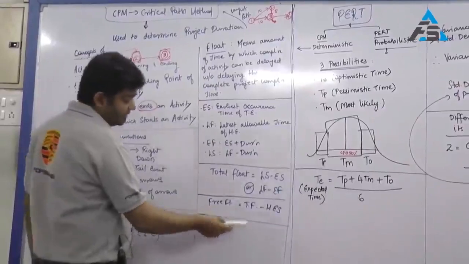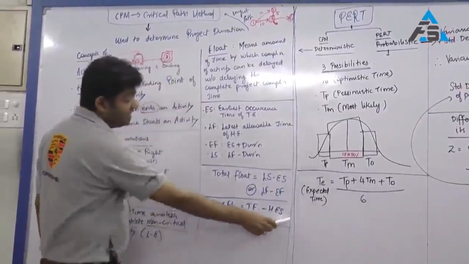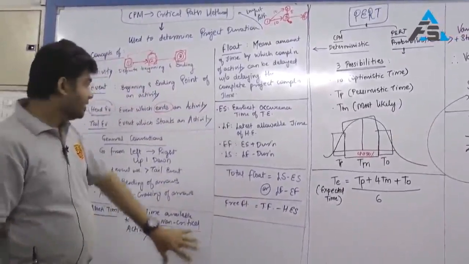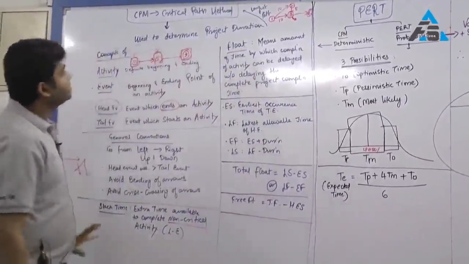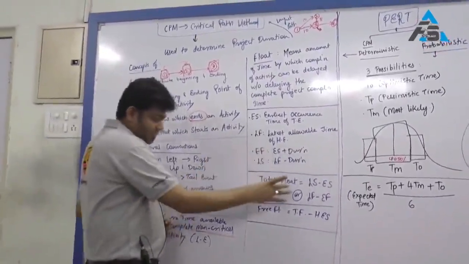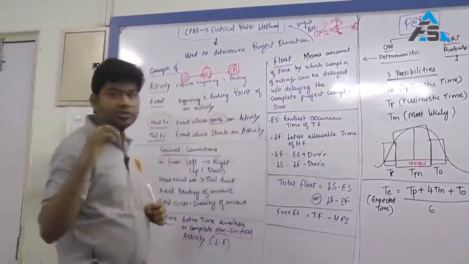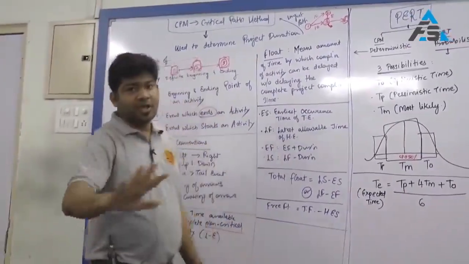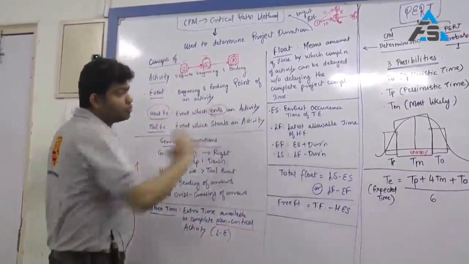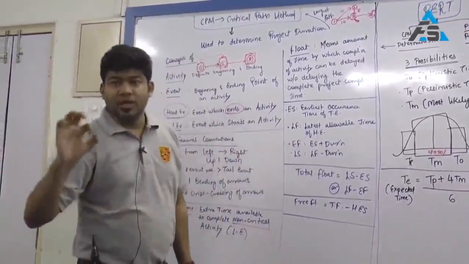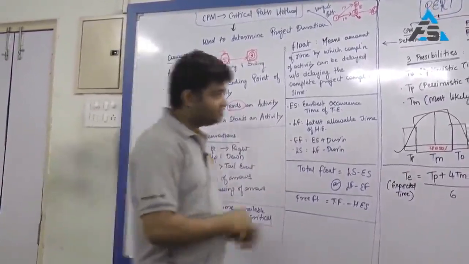Next is free float, which is nothing but total float minus head event slack. Slack is nothing but the difference of L and E. So this is your CPM, critical path method, more based on the formulas. The concept of total float can be asked in the examination. Free float can be asked in the examination. Very, very important. Do solve one question related to this before going to the exam.